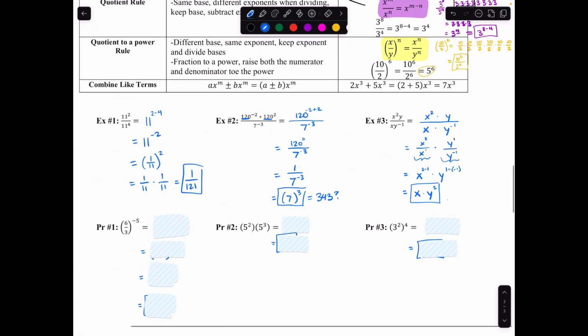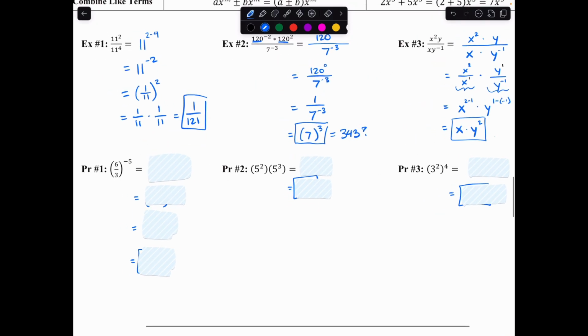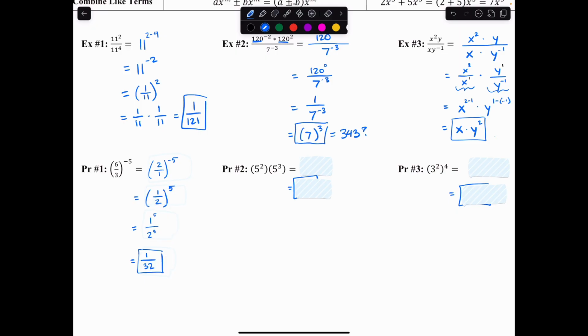All right, try practice problems 1, 2, and 3 on your own. Then come back and check your work. Okay, practice problem number 1 should look like that. You can reduce this fraction at any point in this. I chose to reduce it right away, but if you had 6s and 3s going down, that's fine too, as long as eventually you reduce.